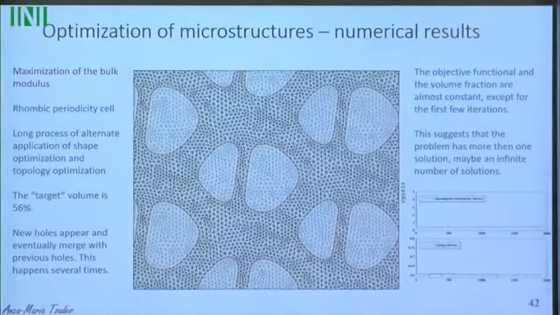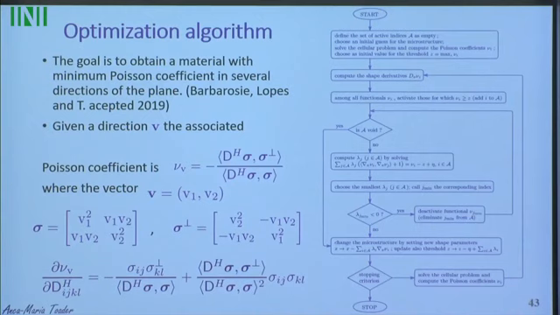And here is another algorithm and another application. Here we have the goal to obtain a material with a minimum Poisson coefficient in several directions of the plane. This is a new, let's say, work.